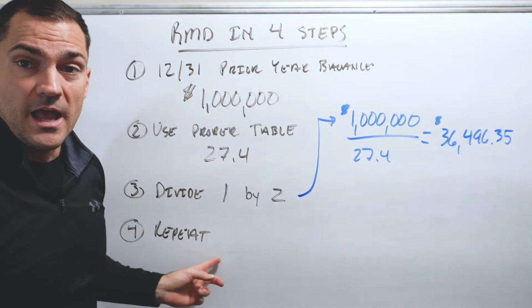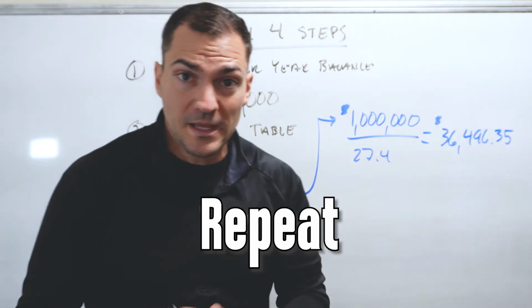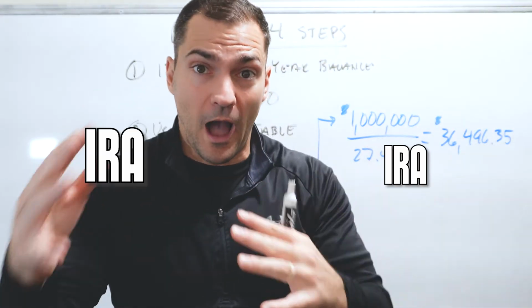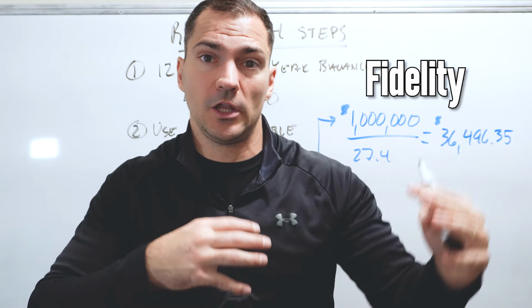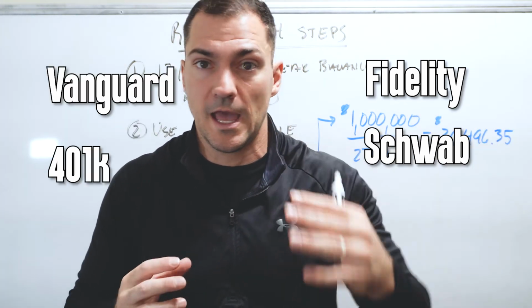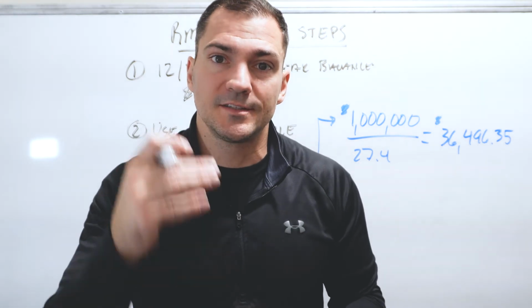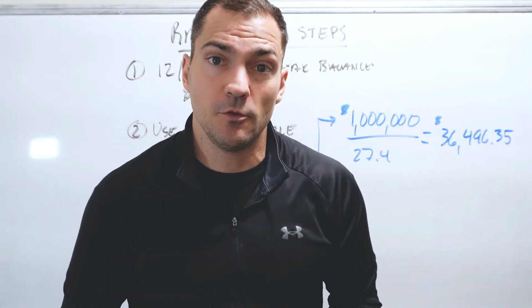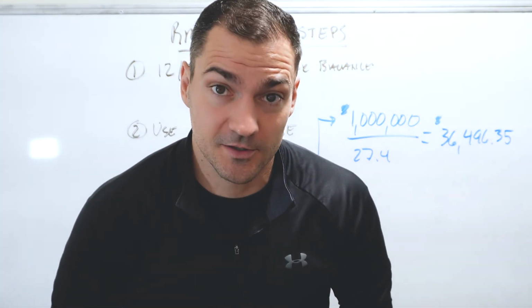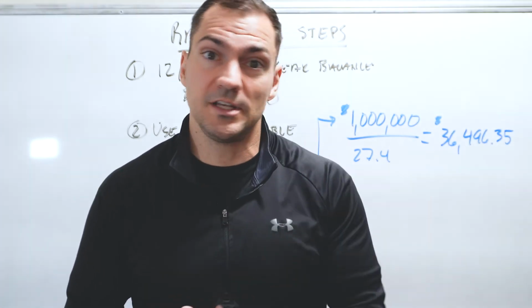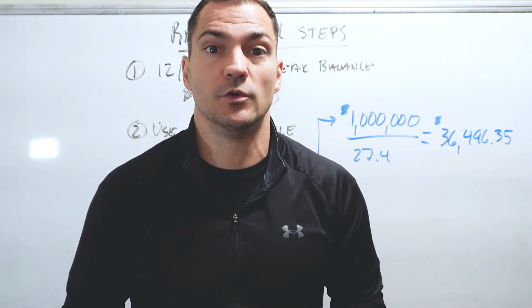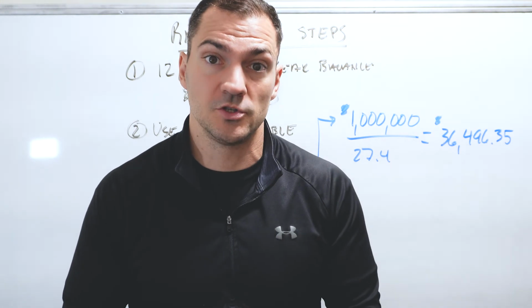And step 4 is repeat this process. You repeat this process if you have multiple IRAs, like I mentioned before. You have one at Fidelity and Schwab and Vanguard, you have a 401k, you have to calculate them all. In addition, you have to repeat this process every single solitary year until you pass away. And then your heirs or your spouse is going to receive this IRA and they're going to have to start doing some calculation, taking required minimum distributions as well.